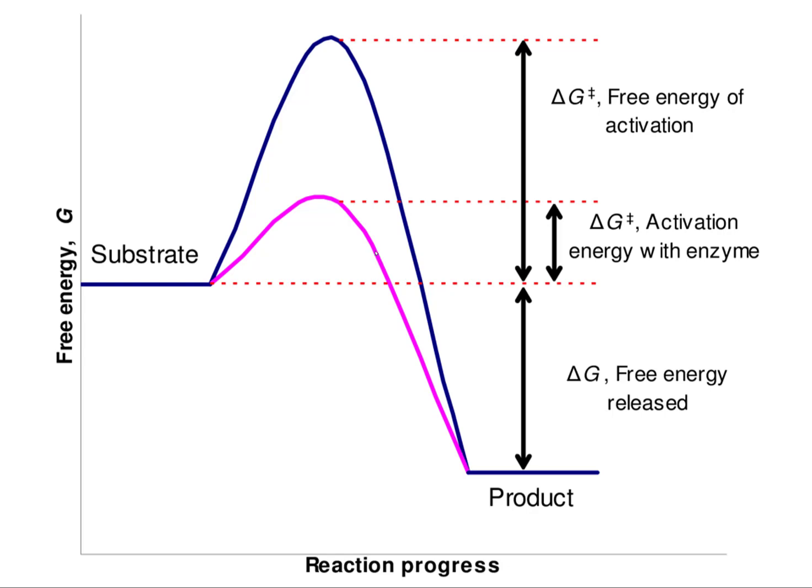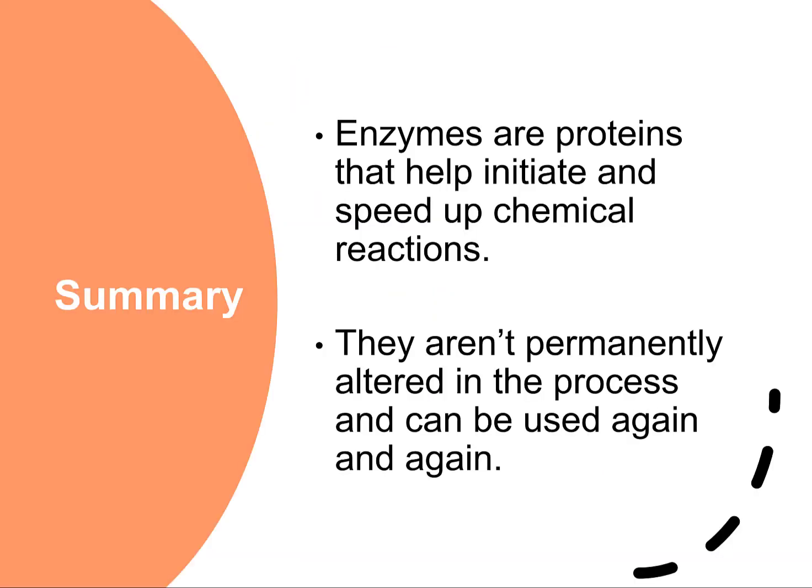Or it can save energy by building things too. It's not always just breaking, it could be building, and it puts them in such close approximation, close together, that it will be easier or less expensive to make it. So it works both ways, but I just wanted to illustrate that. I hope you followed me on that. Enzymes are proteins that help initiate and speed up a chemical reaction. They aren't permanent or altered in the process, and they can be used again and again and again. And so there you go.